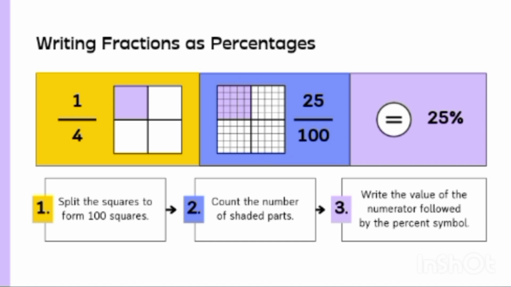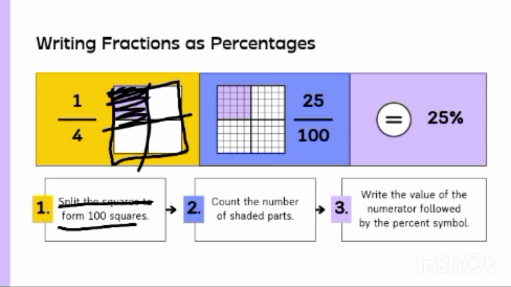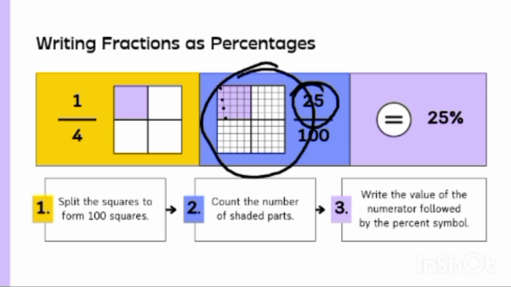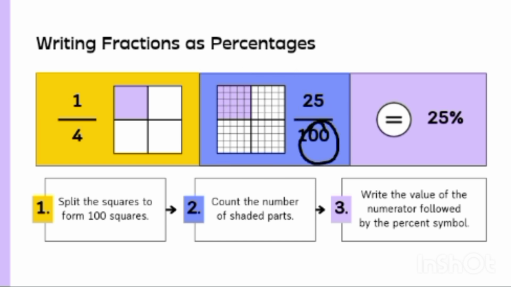What they did is, this is 1 by 4, this is a square, and the shaded part is 1 by 4. Now they said to split the square into 100 boxes. When they split it and we count the shaded parts, we get 25. In this case our denominator is 100, so what we do is write the value of the numerator followed by the percentage sign.